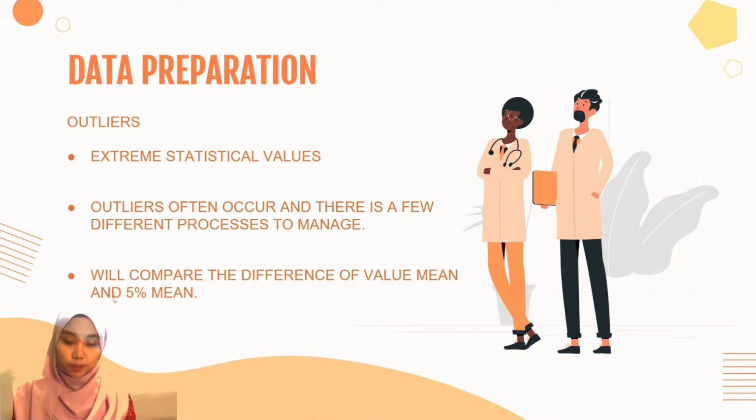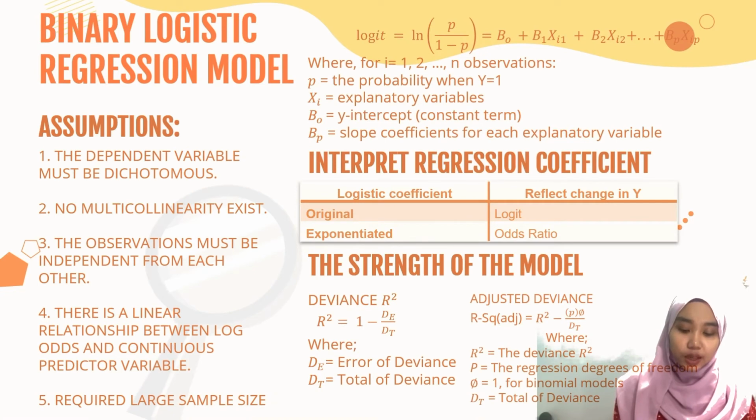This approach will compare the difference in value between the mean and the 5% trimmed mean, where the data is trimmed at both the lower and higher end. As for binary logistic regression, the objective is to estimate the probability that an event occurs. The equations show the logit equation.